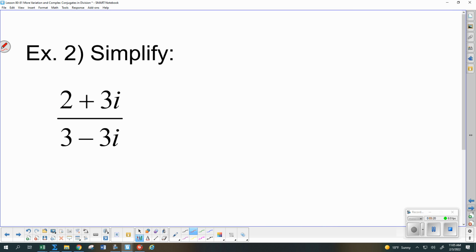All right, lesson 81. Do you agree that the top is a complex number? The bottom is a complex number. And a fraction bar is one way of writing division. So this is one complex number divided by another complex number. We are going to use the very same method that we did with square roots. We are going to multiply numerator and denominator by the conjugate.